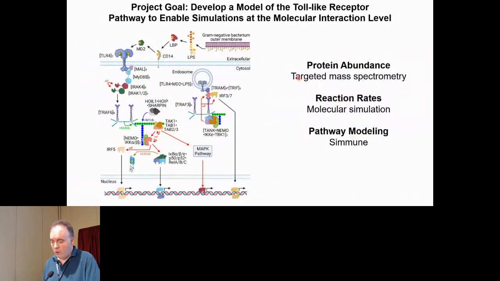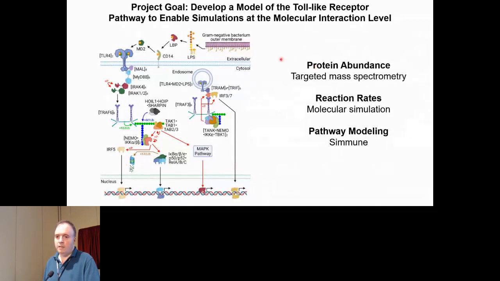So in this project, the goal is to develop a model of the TLR pathway to enable simulation at the molecular interaction level. So shown here is LPS from bacteria. It makes its way over to TLR4, which dimerizes at the cell surface. It will form a myddosome. At the endosome, it will form a triffosome. And ultimately, this causes activation of the MAP kinase cascade, NF-kappa B, and IRFs.